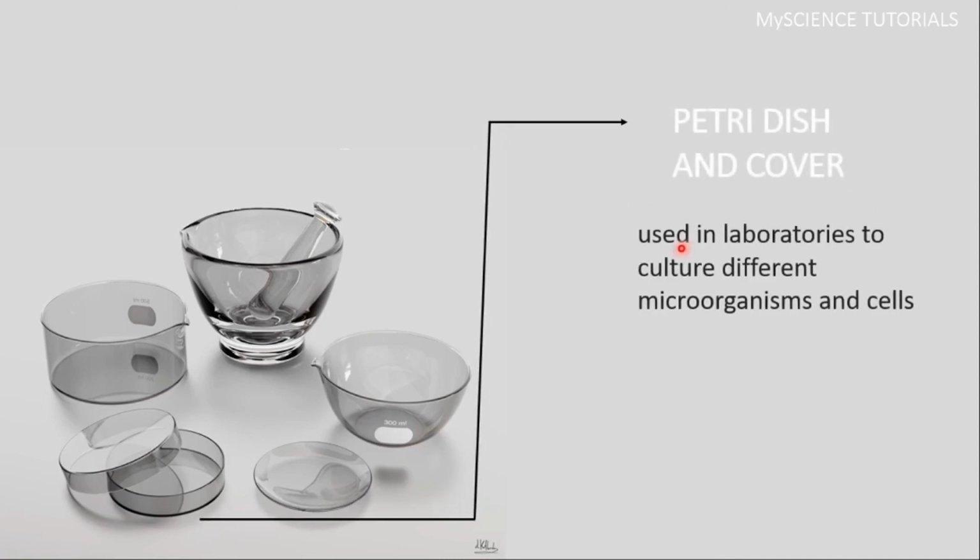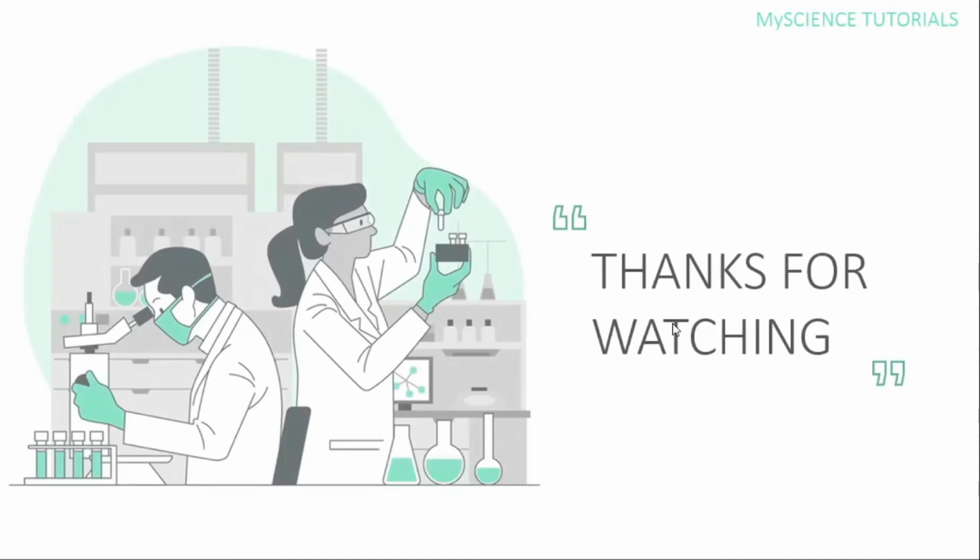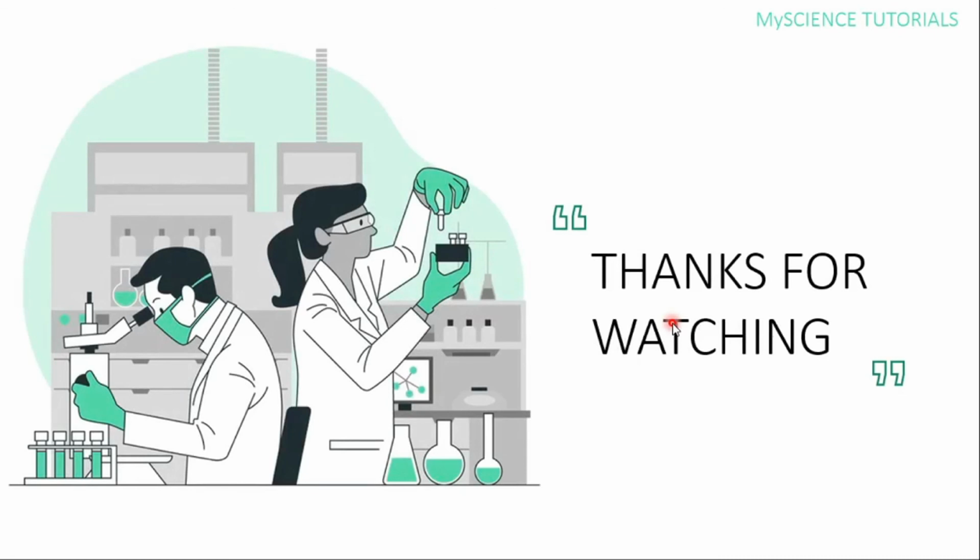Now we have the petri dish. The petri dish and cover are used in laboratories to culture different microorganisms and soil. So most biologists and microbiologists normally use the petri dish a lot for the cultivation of unicellular organisms or microorganisms and cells. So that brings us to the end of some basic or common laboratory equipment and their uses.